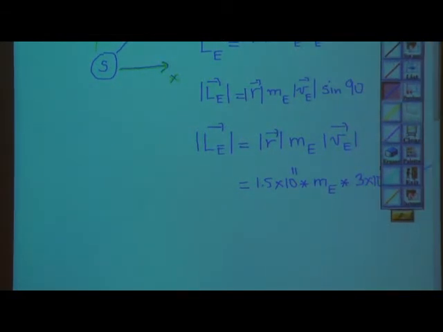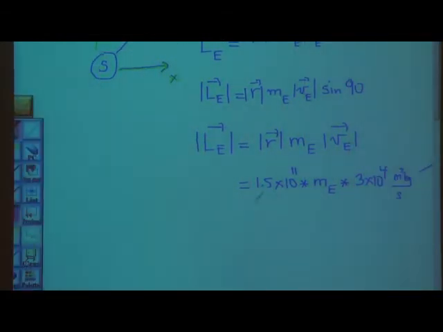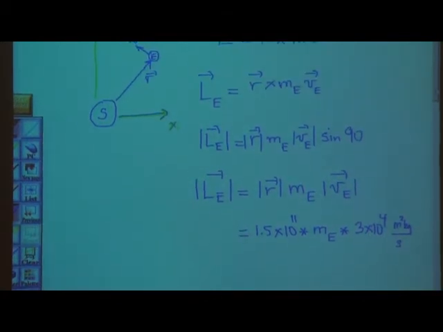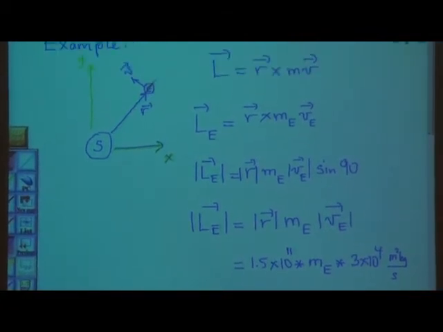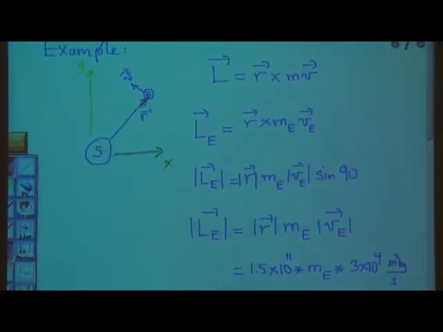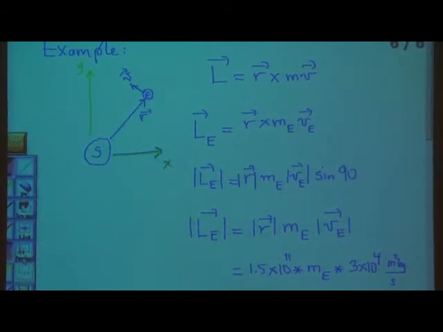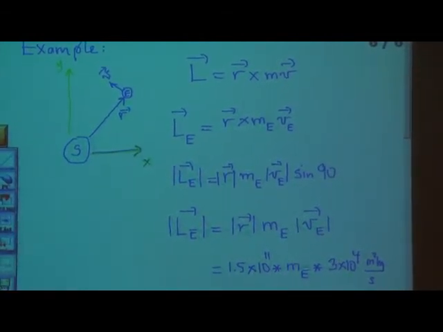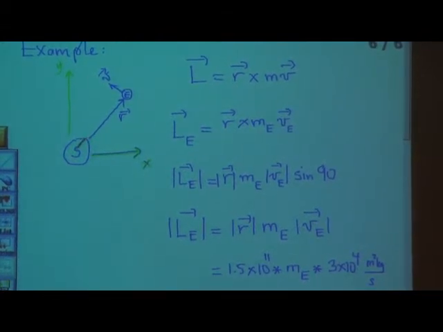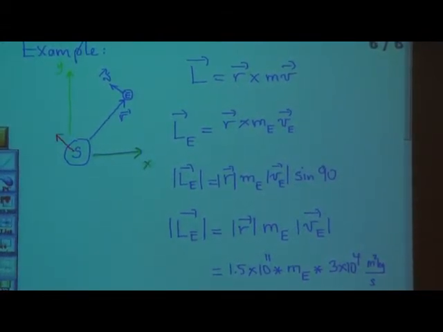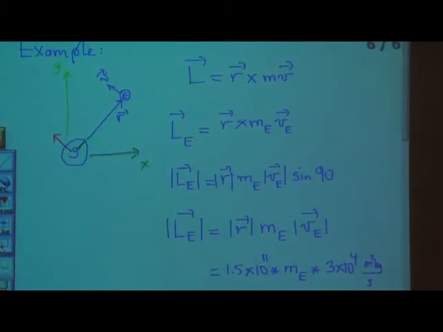Now, what is the direction of the resulting angular momentum? Here is the position vector. Here is the velocity vector. So to use the right-hand rule easily, we can just transfer the velocity vector to the origin.